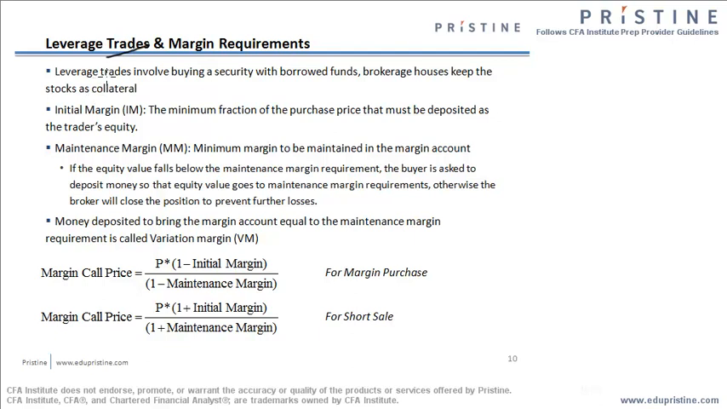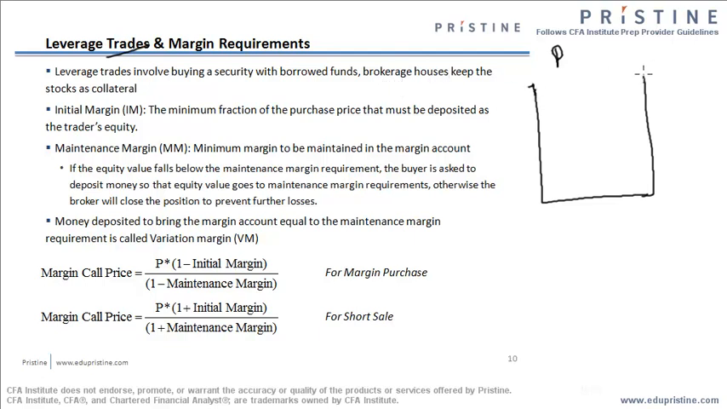It is a trade which involves buying something with a borrowed fund. So suppose you get into a transaction which has a price of P. So this P will come from two different sources. One would be your equity and the second part would be the amount deposited by the broker.